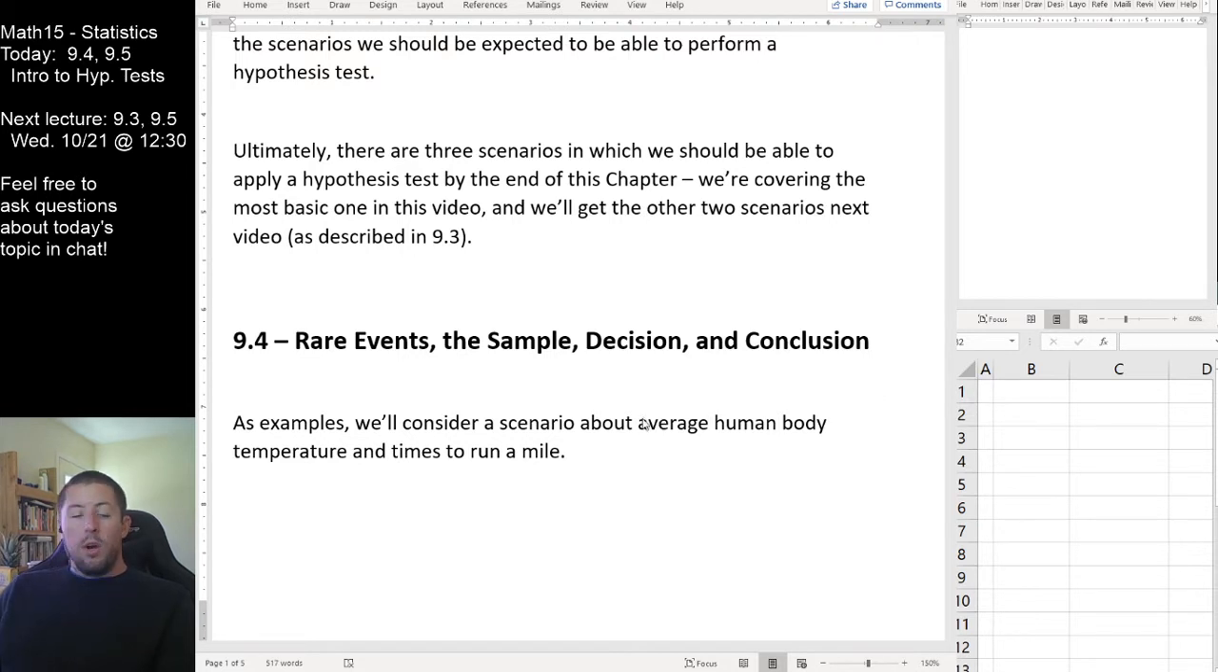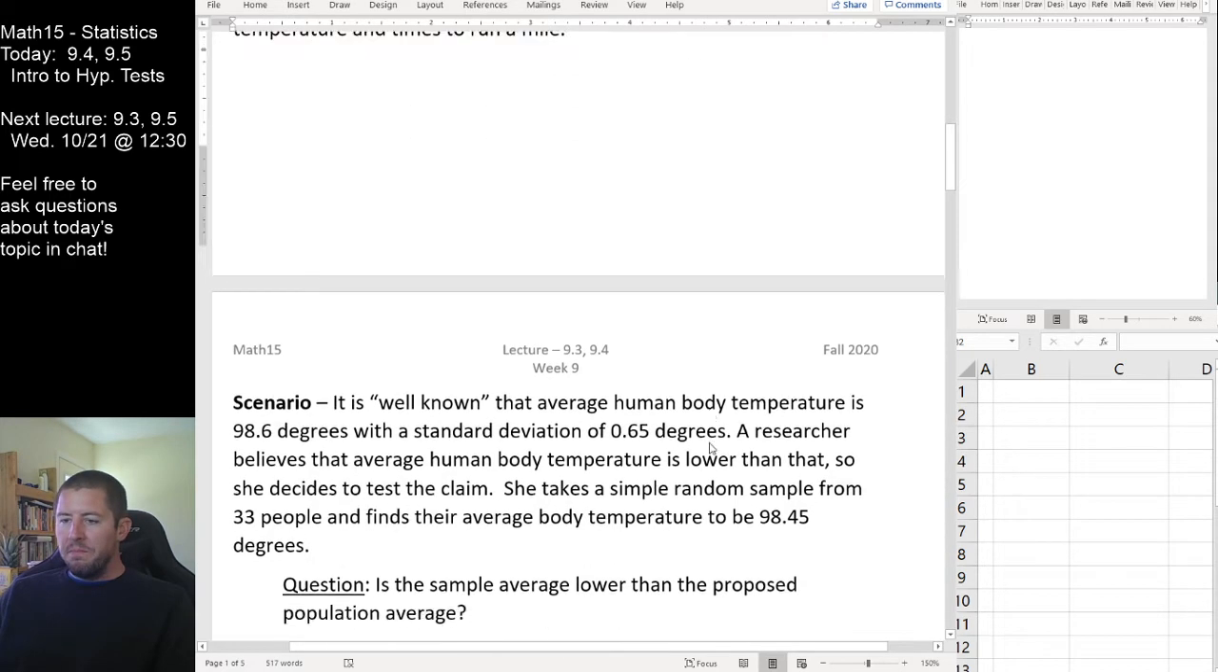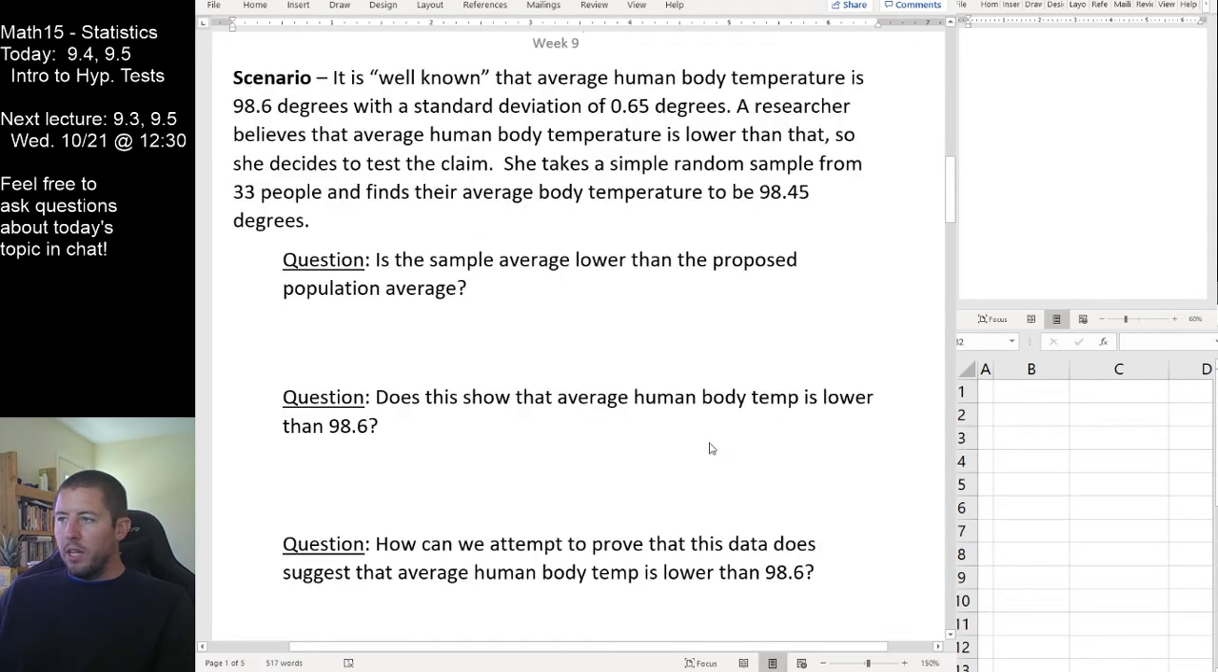So we're going to look at two examples here today. The first one will be a scenario concerning average human body temperature. The second one will be concerned with time to run a mile. And we'll discuss if we see any changes in the alleged averages associated with these things. So let's go ahead and look at scenario one.